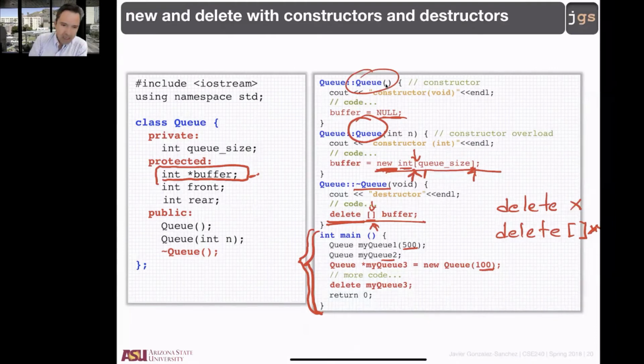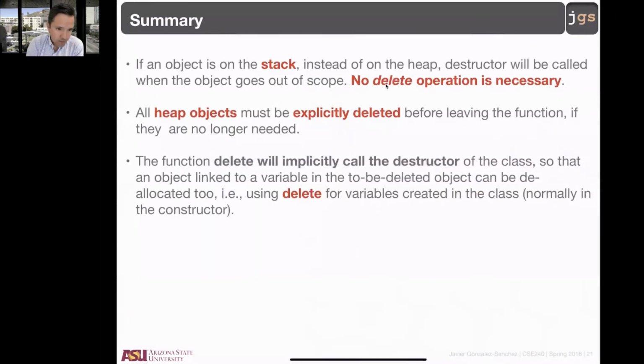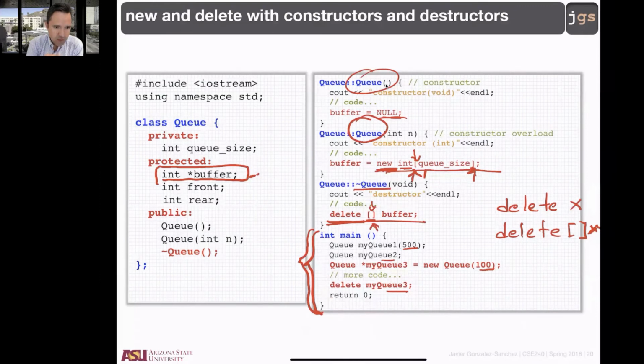I have only one delete. How many times is the destructor going to be executed? Only one, because the delete, or more. Three. Again, three constructors, three destructors. That's it. What happened with this array?